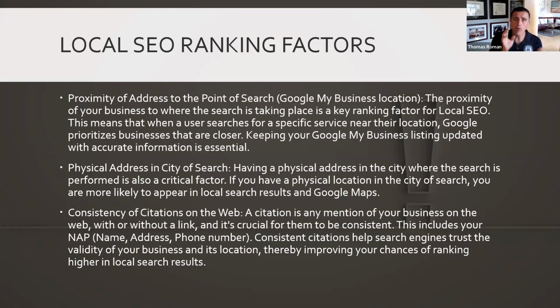And so physical address and city of search. Having a physical address in the city where the search is performed is also a critical factor. If you have a physical location in the city of search, you are more likely to appear in the search results. So if you have an office in 4 or 5 different geographies, that's great. But if you have an office in one geography, you create, which I'm going to show you in a moment, pages with the service or services that you want to advertise and market and have search engine visibility for. And then at the end of it, you have the geography, Hoboken, New Jersey. And I'll show you how that works in a minute.